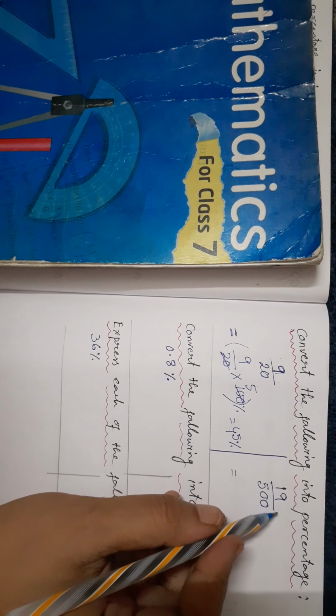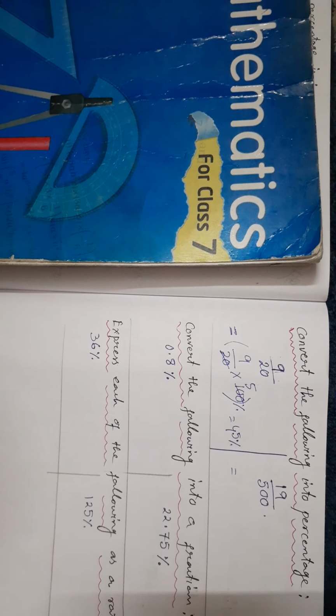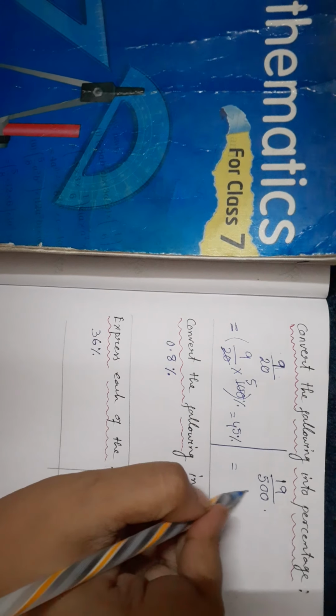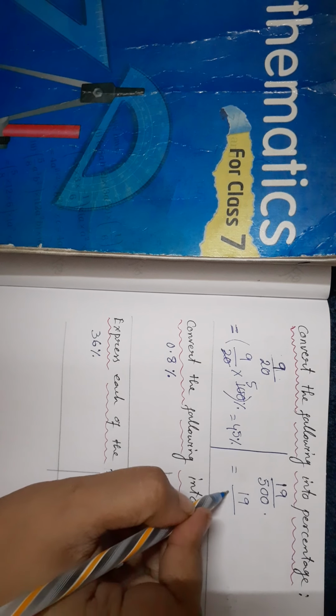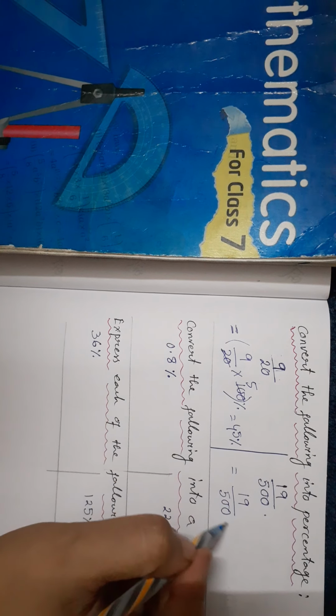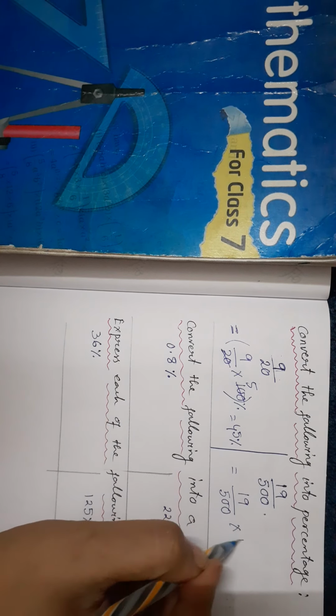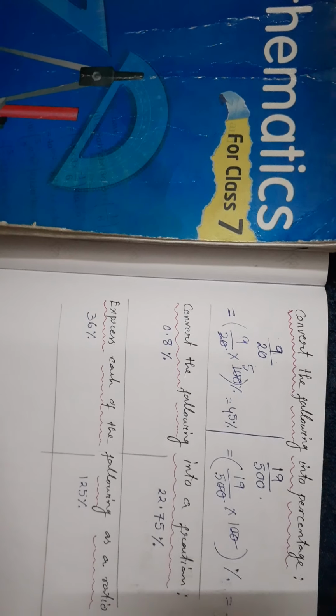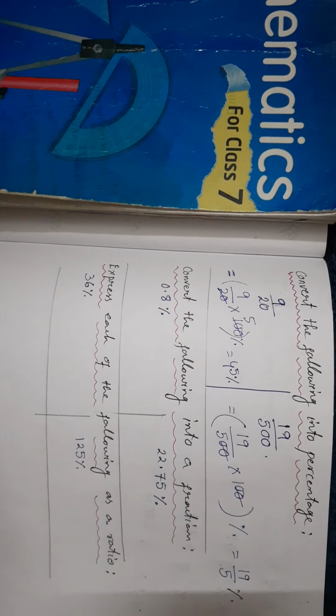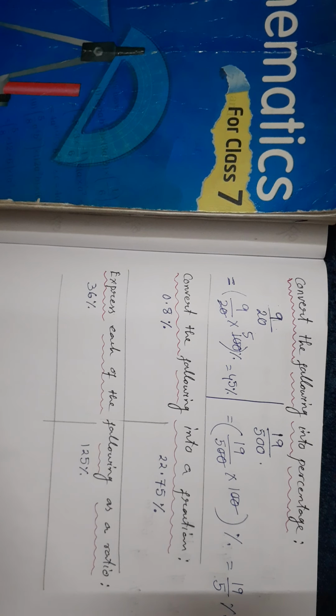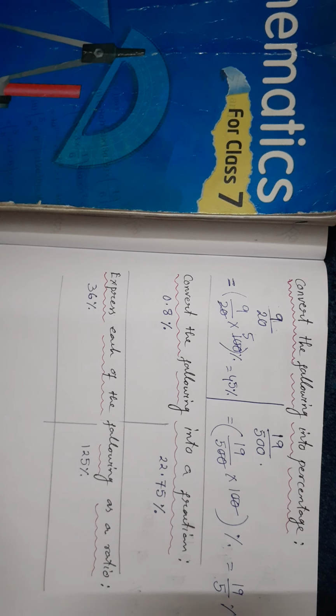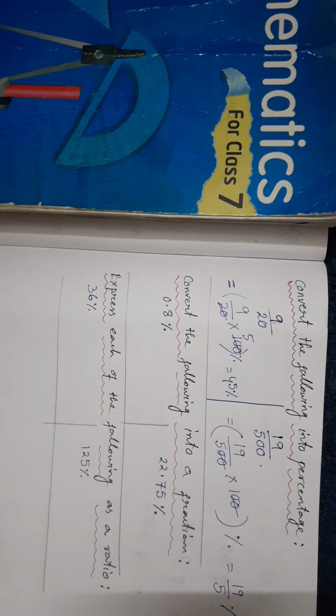Similarly, this is given 19 by 500. In this 19 by 500, again we have to convert this fraction into percentage. So it will be 19 by 500 into 100%. These two will cancel, so it will be 19 by 5%. Now this 19 by 5% you can write as a mixed fraction also, or you can write in decimal also.